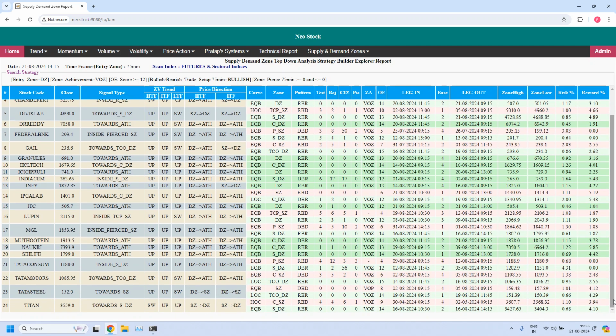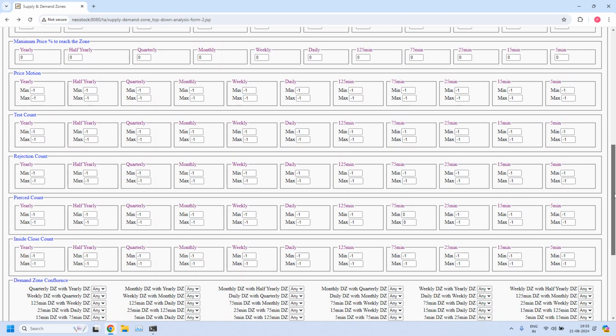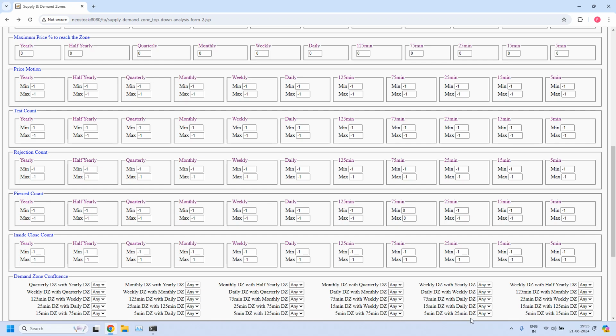So total 24 stocks are filtered. Now let's verify, out of these 24, how many are having confluence with ITF time frame. For 75 minutes, ITF is daily. So 75 minutes daily demand zone confluence.